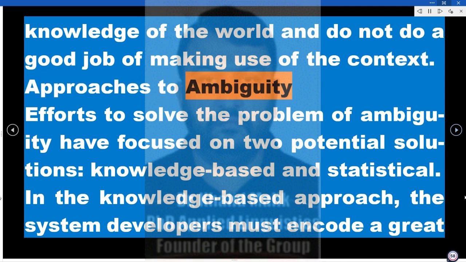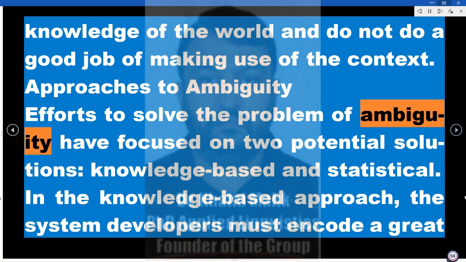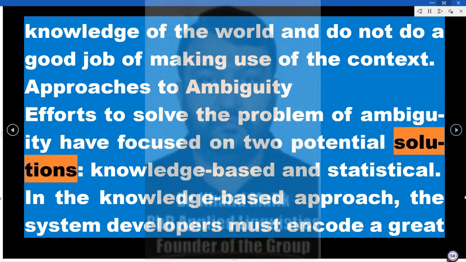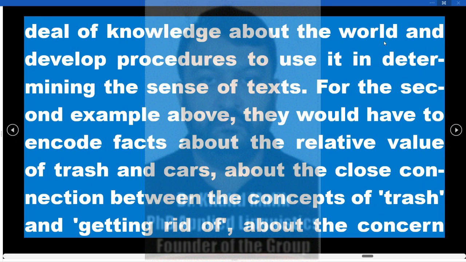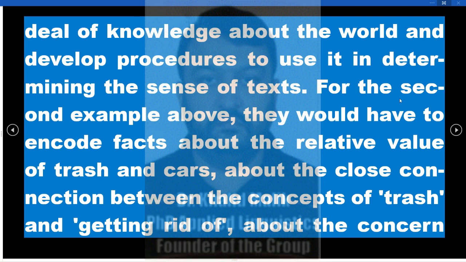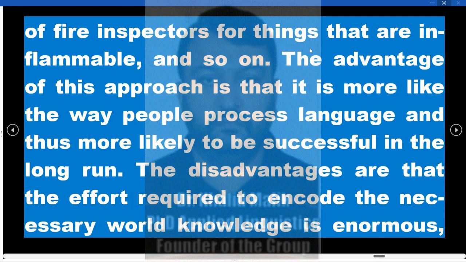Approaches to ambiguity. Efforts to solve the problem of ambiguity have focused on two potential solutions, knowledge-based and statistical. In the knowledge-based approach, the system developers must encode a great deal of knowledge about the world and develop procedures to use it in determining the sense of texts. For the second example above, they would have to encode facts about the relative value of trash and cars, about the close connection between the concepts of trash and getting rid of, about the concern of fire inspectors for things that are inflammable, and so on.